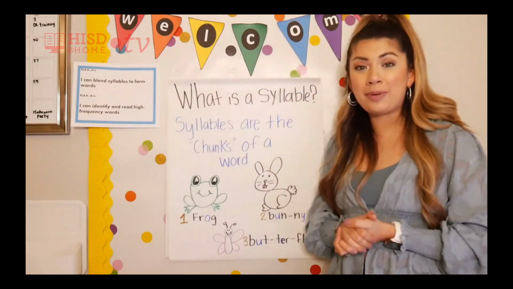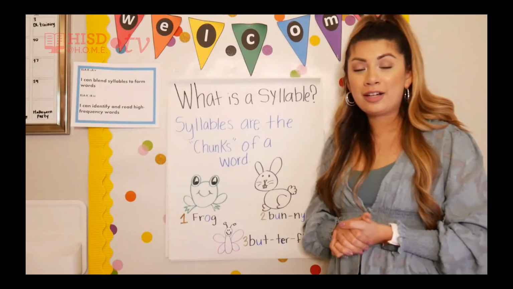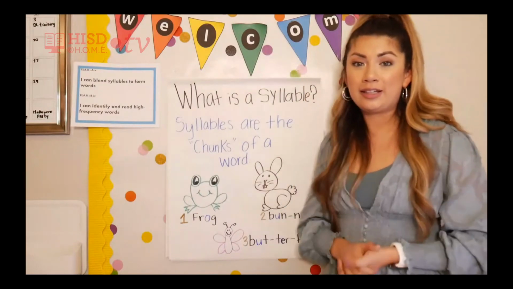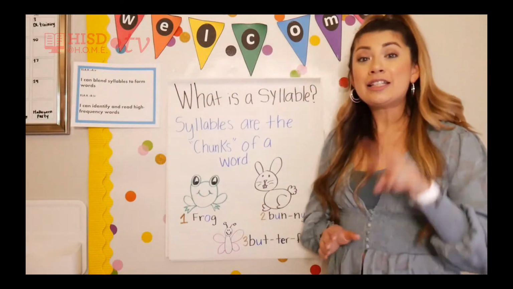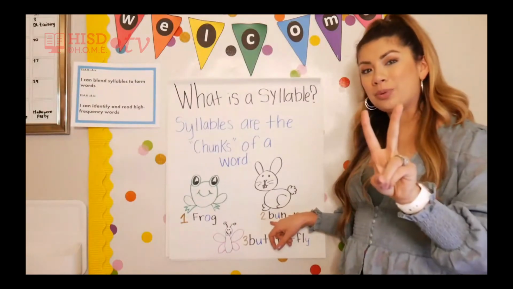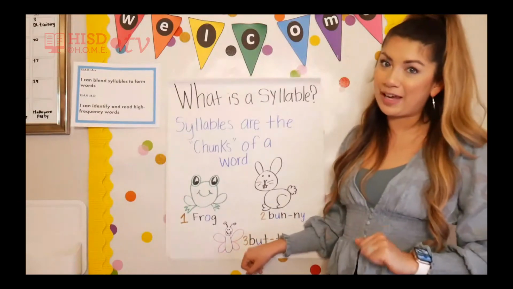How many times did you hear me clap there? One more time, listen carefully. Bunny. 2 times. Bunny has 2 syllables. Ready? Let's look at butterfly.